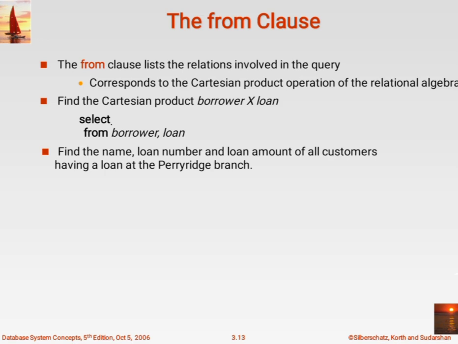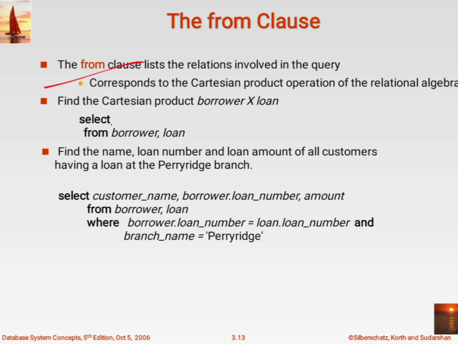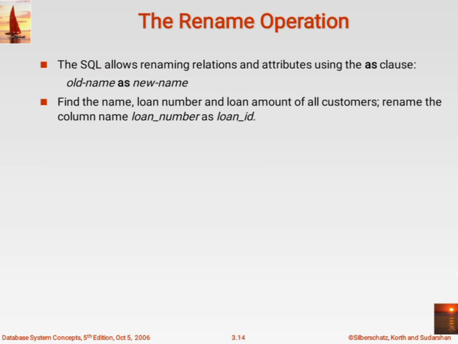From clause: from which particular relation we want to select the data, that's why we use the from clause. Then the rename operation. As we have studied in relational algebra, we use rho to rename, but in SQL we write it as the as keyword. For example, if I want to rename the loan number as loan ID, we can do it in this way by using the as keyword.